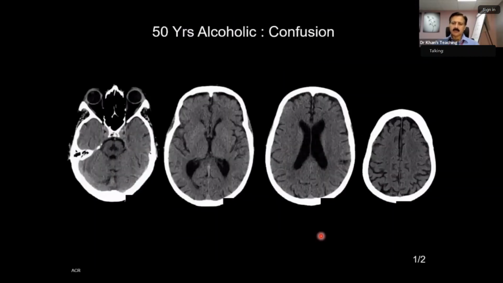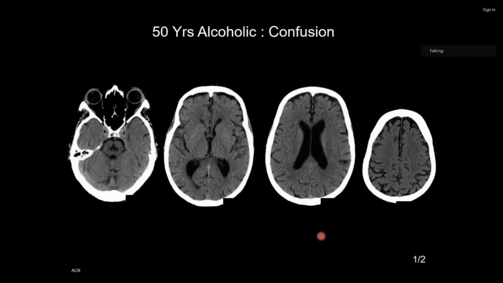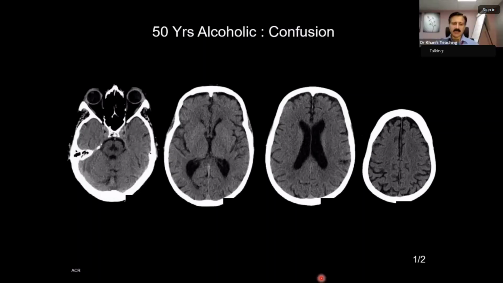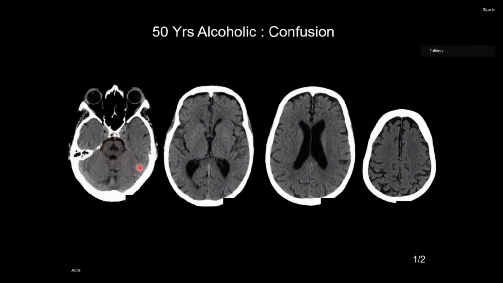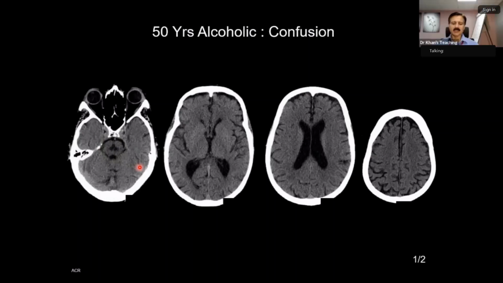Presented with multiple axial slices of a non-contrast enhanced CT head of a 50-year-old alcoholic with confusion, there is periaqueductal hypodensity. So what part of anatomy is this? No, it's not periaqueductal, I apologise. It's in the mid-pons. Yes, it's in the pons.